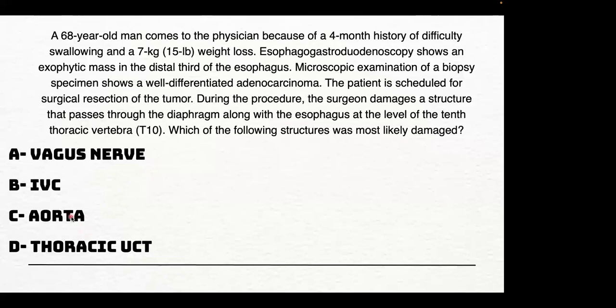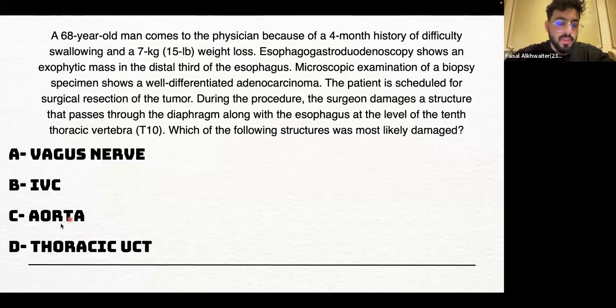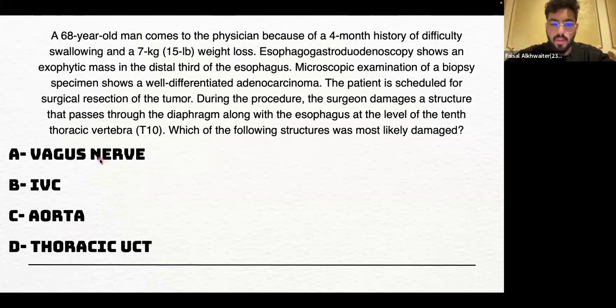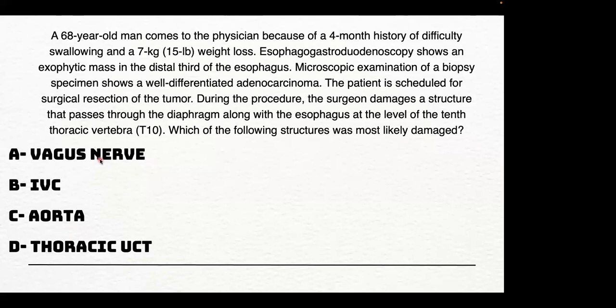So C and D and B are eliminated. That just leaves us with the vagus. And what else passes through T12? Aorta, thoracic duct, and the esophagus, I think. Yes, great. So the vagus nerve is the only one among these options that passes through T10.